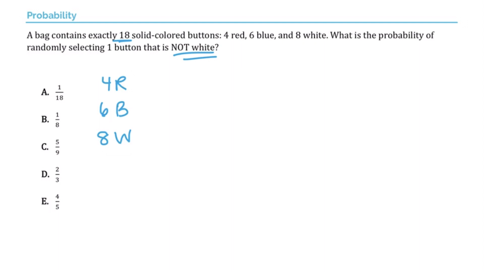So the first thing I want to make sure that you remember is that the definition of probability is that you're finding the number that you want divided by the total possible number in the set. So let's use that knowledge to solve this question. Well, how many satisfy what we want? We want not white. So not white would basically be red or blue.